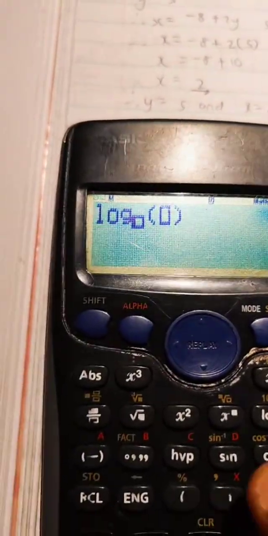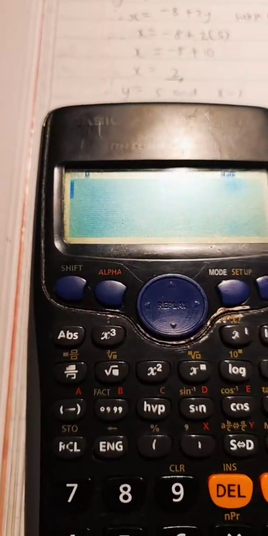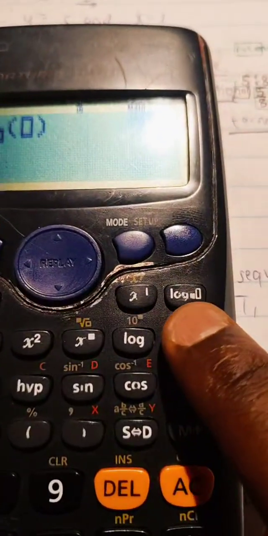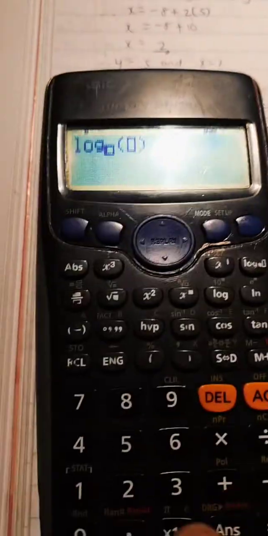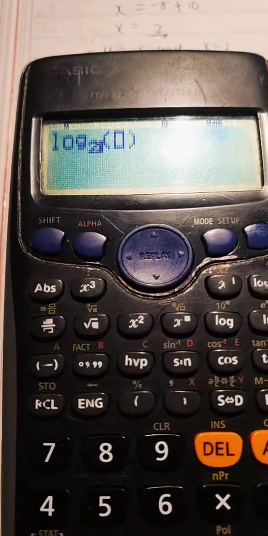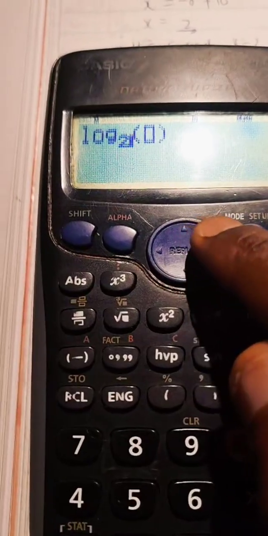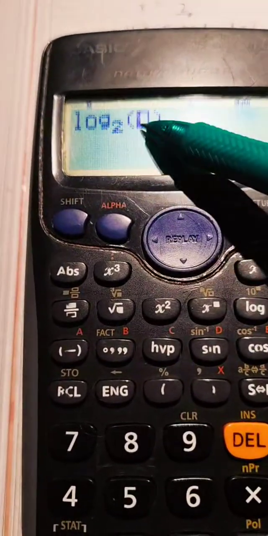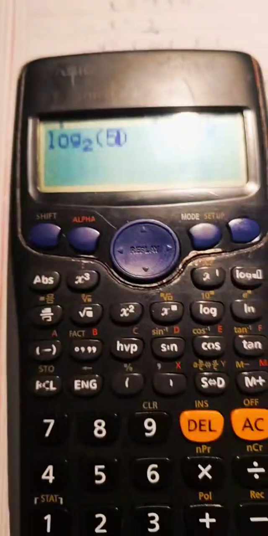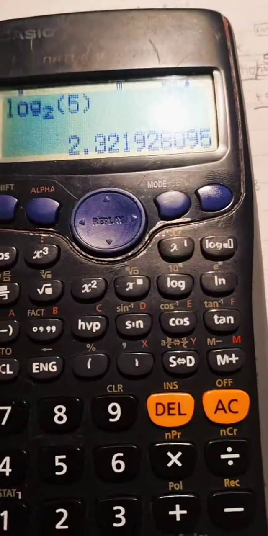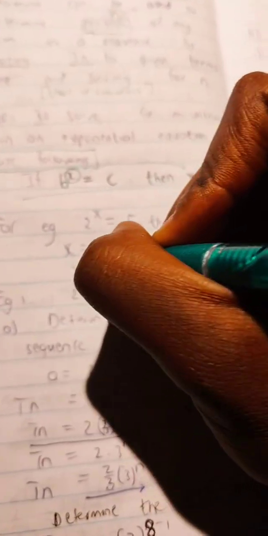So you go to your calculator, guys. You press the log button, and that appears. The base there is 2, so you write 2. Then you move your cursor to this little section and press 5. After that, you just press equal. There's the answer. So x is equal to 2,32.